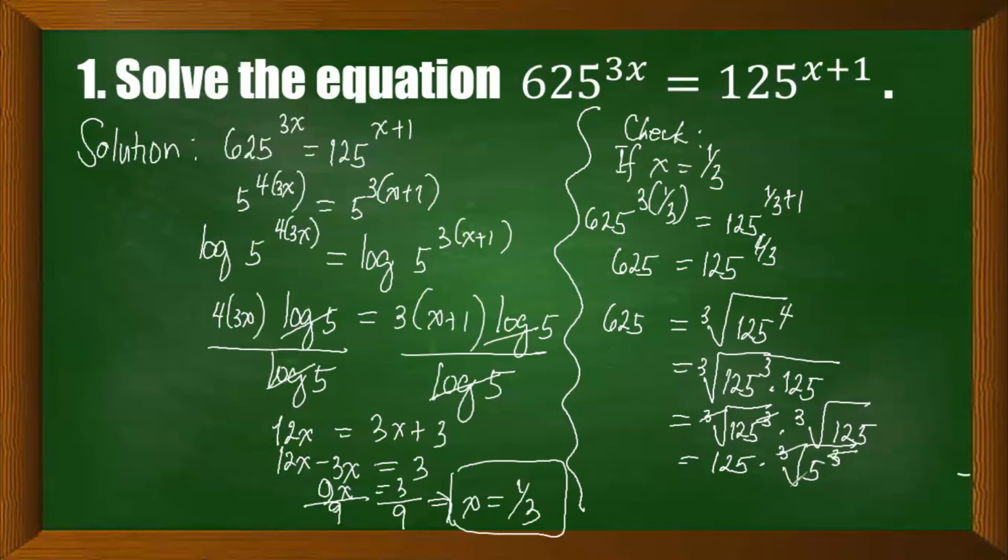Okay, so the answer is the cube root of 5 cubed, which is equal to 125 times 5, which is equal to 625. Okay, so meaning our answer, x is equal to 1/3, is a solution of this given equation. Okay, so for the second example, we move on to the example about the logarithmic equation.